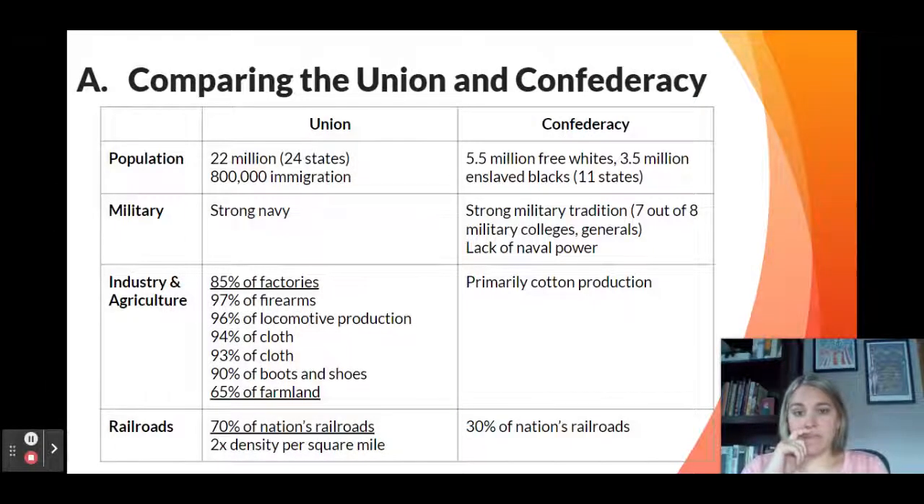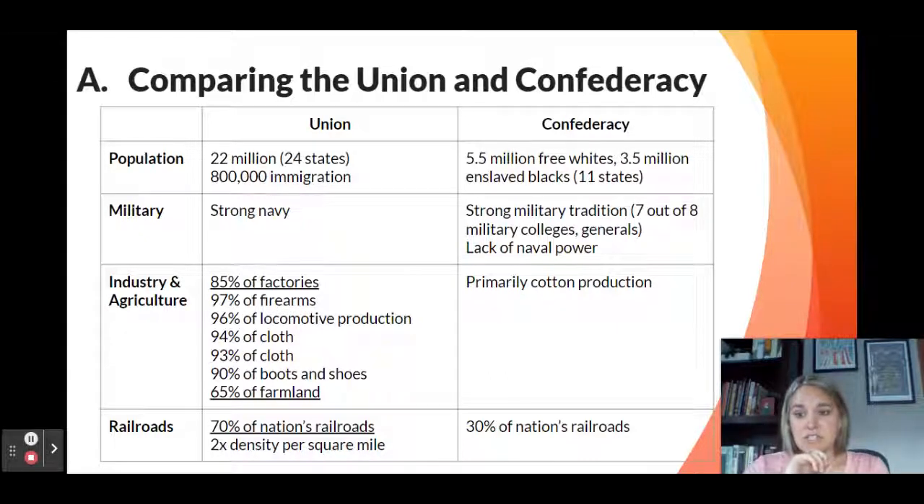When we think about the Union and Confederacy, it's important to be aware of some of the advantages or disadvantages that were happening. So when we look at population, we can see that the Union has a huge advantage. Just significantly more people available to fight in the war and more people available to work in the factories to produce the war materials, etc. As far as military goes, the Navy is a strong advantage for the Union. However, the Confederacy had a much stronger tradition of military history. They had more military colleges, strong generals, and so that was a huge advantage for the Confederacy.